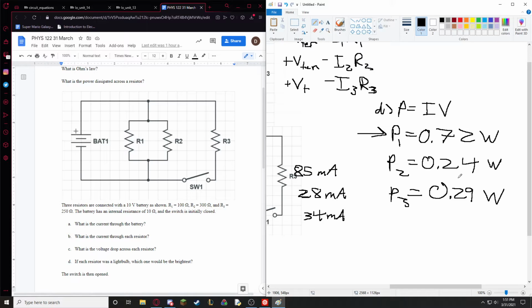So yeah, P1 is the largest power, which means R1 would be the brightest light bulb if it were a light bulb. Does that make sense? Anyone have any questions about this?